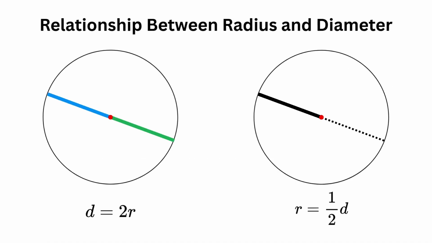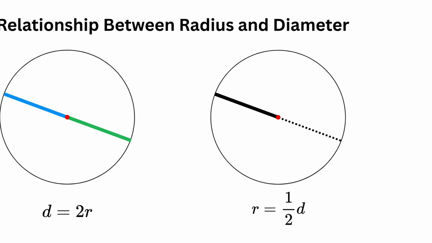Here's how. The radius and diameter are closely related. The diameter is always twice the radius, and the radius is always half the diameter. And this matters because the formula for the area of a circle uses only the radius. So even if we start with the diameter, we must find the radius first before we can calculate the area of a circle. Now that we understand the role of the radius, let's look at the area formula.